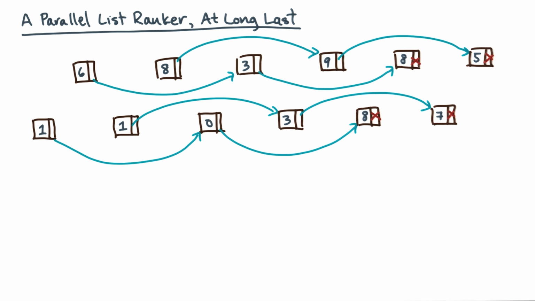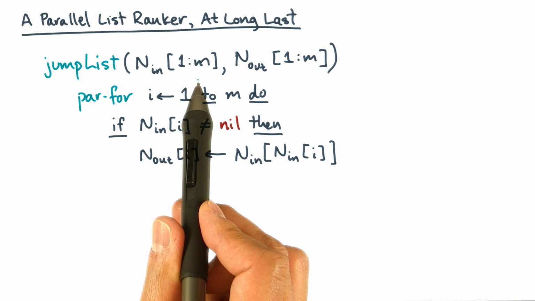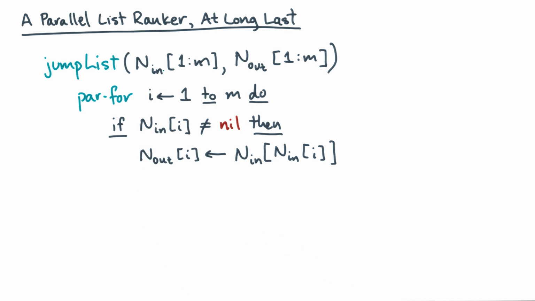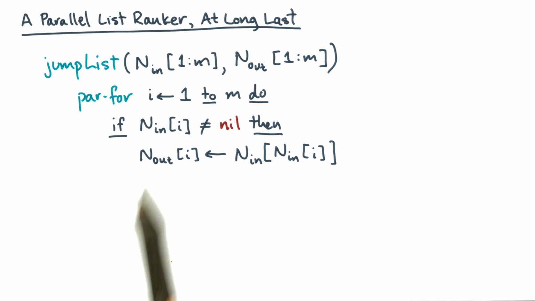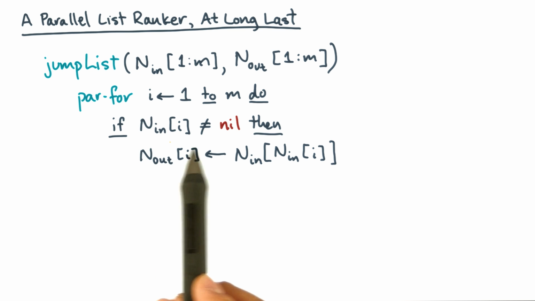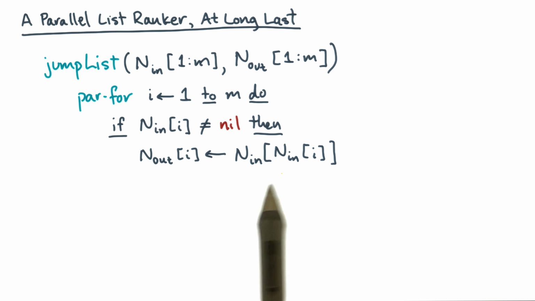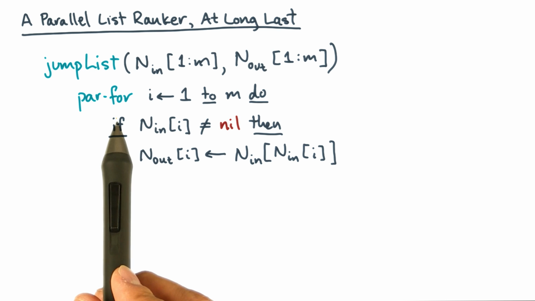Jump. Given a set of next pointers as input, you can perform a jump in parallel using this algorithm. And notice that the new algorithm puts the jump pointers in a new output array called n sub out. So for each node I, we check to see if the next pointer is nil, and if it's not, we do a jump. By placing the output in a separate output array, we avoid collisions, and that's what makes it safe to use parallel for.